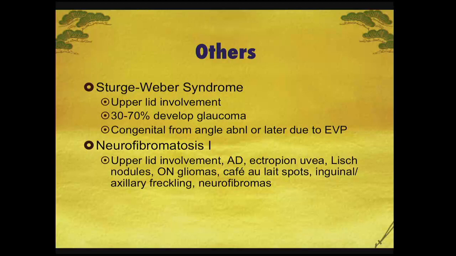And then neurofibromatosis 1, again, another condition where upper eyelid involvement portends a more likely presence of glaucoma. This is autosomal dominant. They present with ectropion uveae, Lisch nodules, optic nerve gliomas, cafe au lait spots, inguinal and axial freckling, and neurofibromas.